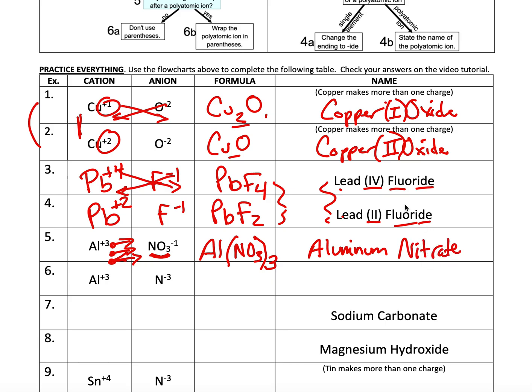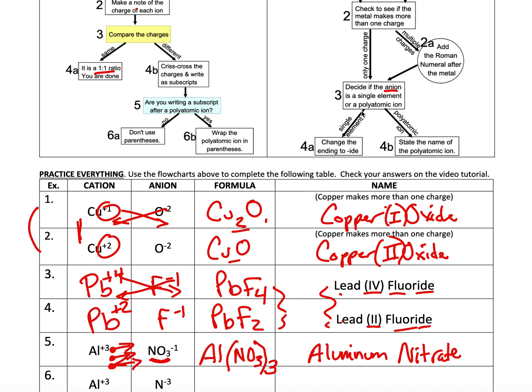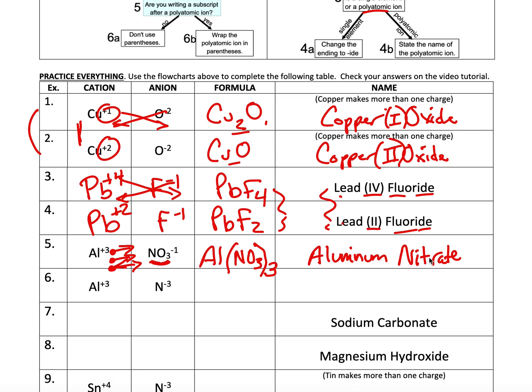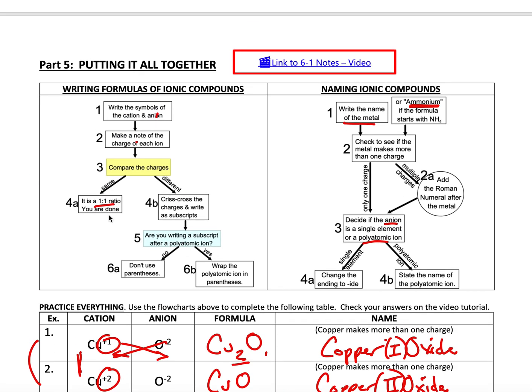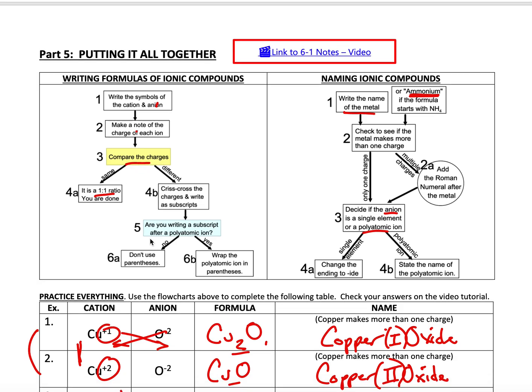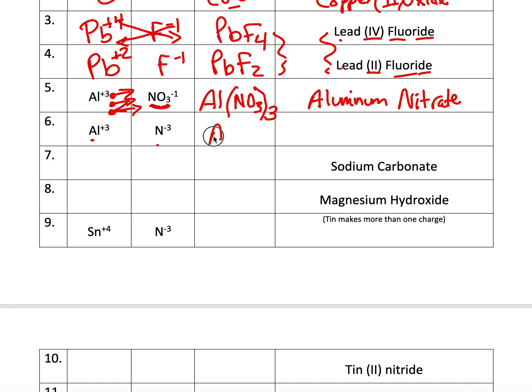And the nice thing is, you don't change anything if you have a polyatomic. You just state the name of it. So once you figured out that that's nitrate, you just say nitrate. Now the next one. We got aluminum and nitrogen. We compare the charges, +3, -3. They're the same. It's a 1-to-1 ratio. We're done. It's AlN. We don't even have to write any numbers.